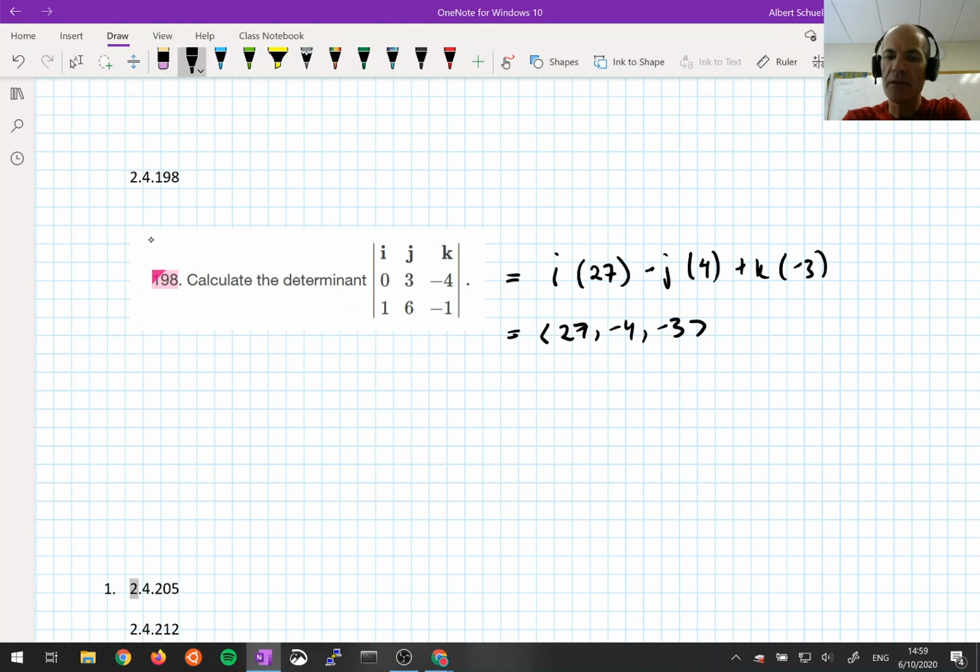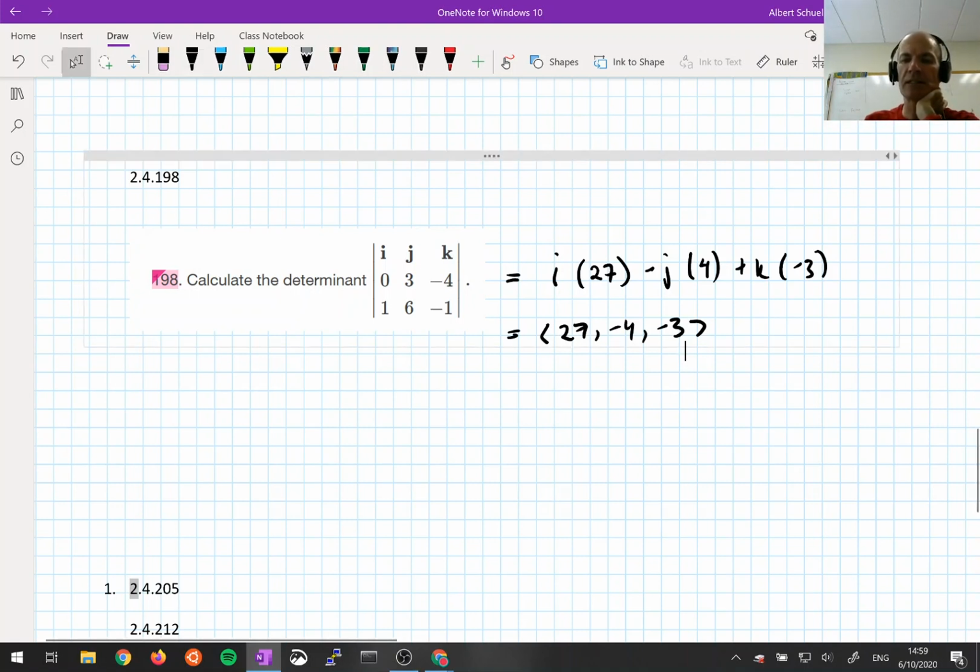And again, if you want to check really quickly, this should be perpendicular to both of these vectors. If we do the dot product of this with this first row, we get 0, minus 12, plus 12. That's 0. Awesome. And if we do the dot product of this with the second row, we get 27, minus 24, plus, wow, did I make a mistake here? Mayhap I did.